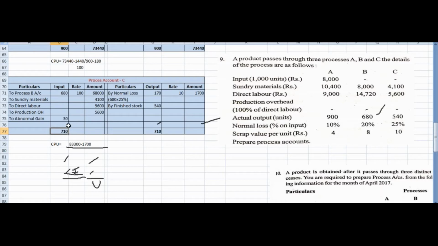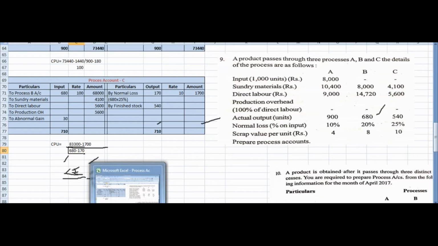Listen, all of you. Don't take this total. This total 710 includes what? Abnormal gain. Leave the abnormal gain. 710 minus this 30 means only 680 you have to take here. 680 minus your normal loss 170. Now anyone do this one? 83,300 minus 1,700 is 81,600 divided by 510. Is it 160? Yes, 160 is the rate.